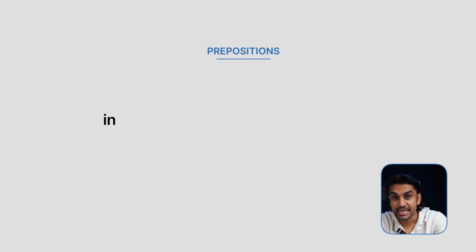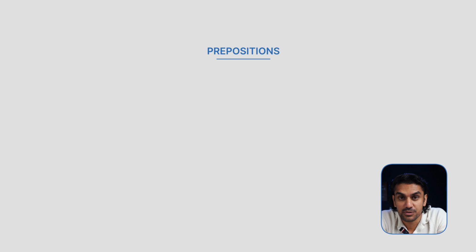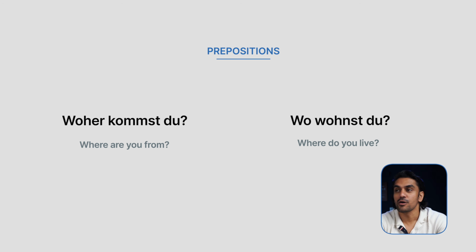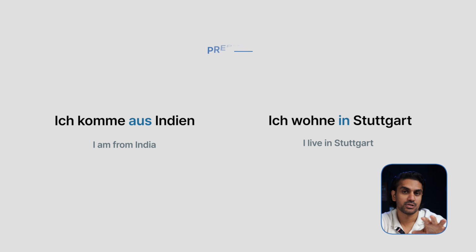Now, let's talk about prepositions. Those small but powerful words that connect ideas in a sentence. Like in, on, to, or with. Remember when we answered questions like woher kommst du or wo wohnst du? The answers were ich komme aus Indien or ich wohne in Stuttgart. Here aus and in are prepositions.